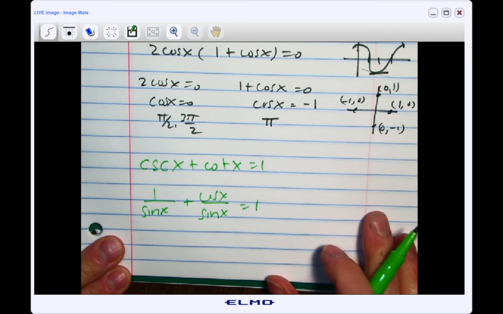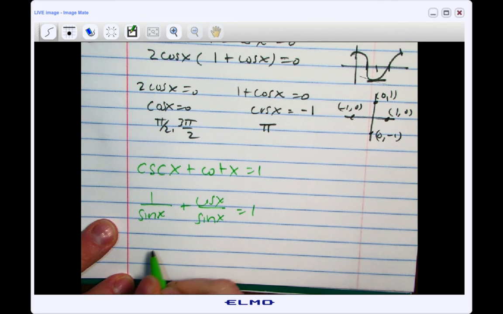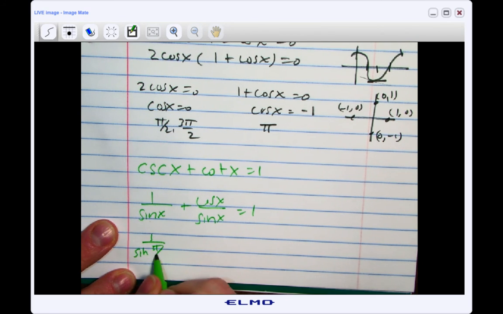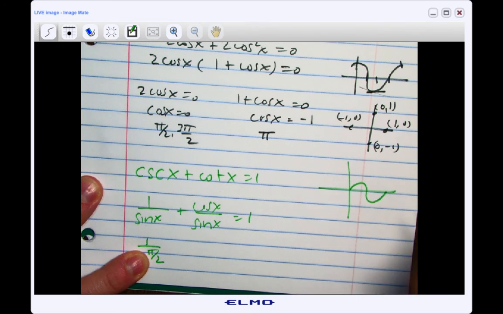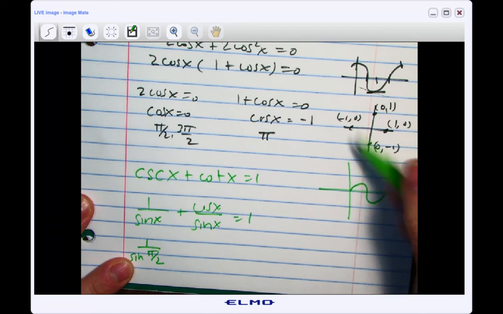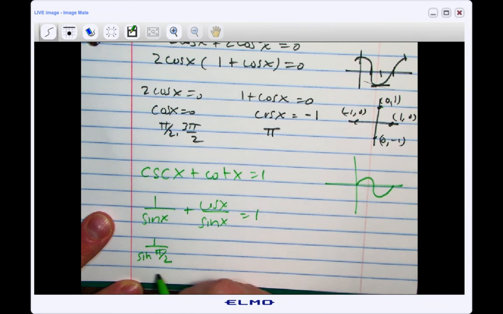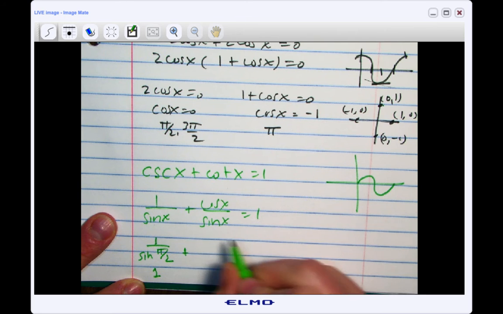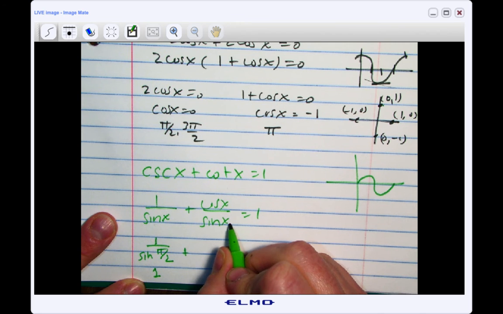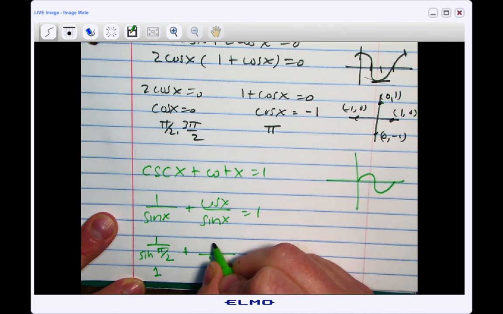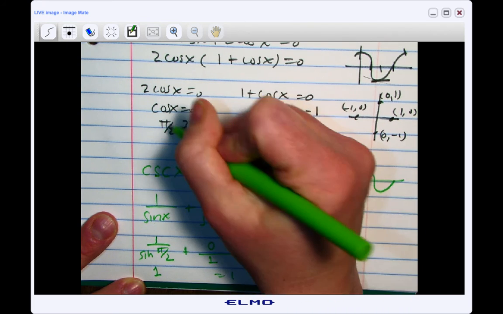So I'm going to go and check. So I have to think, does pi over 2 work here? So 1 over sine of pi over 2. Well, again, sine is this one, or you can again look at these, and you're just looking at the y values. So pi over 2 is this. That's going to be a 1, right? A 1 over 1, plus cosine over sine, so we're looking for cosine of pi over 2 and sine of pi over 2. We already know that this one is a 1, and cosine of pi over 2 is a 0. So that's 1 plus 0 equals 1. That one works. So this one is good.